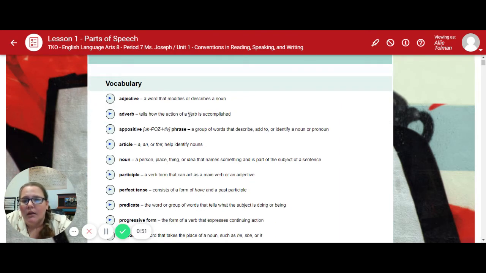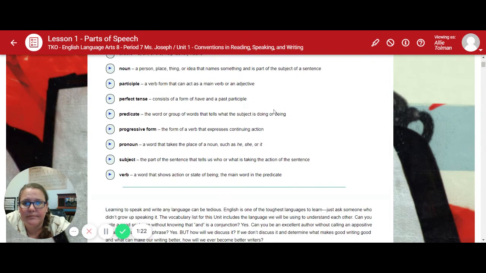Okay. So our vocabulary starts with our adjective, which is a word that modifies or describes a noun. An adverb tells us how the action of a verb is accomplished. An appositive phrase is a group of words that describe, add to, or identify a noun or pronoun. An article is a, an, or the that help identify the nouns. A noun is a person, place, thing, or idea that names something and is part of the subject of a sentence. A participle is a verb that can act as a main verb or adjective.